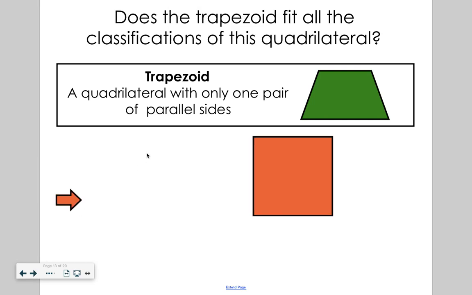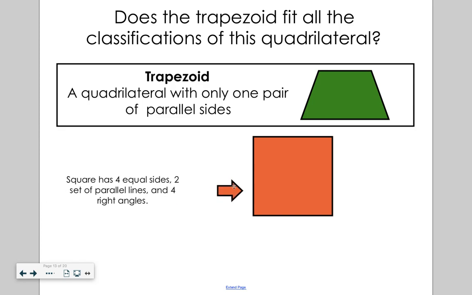Does the trapezoid fit in this quadrilateral? So let's see. Trapezoid only has one pair of parallel lines. Does this have one pair of parallel lines or two pairs? This has two pairs. The vertical lines will never touch, and the horizontal lines will never touch. So this shape is called a square. You know this one. It has four equal sides, two sets of parallel lines, and four right angles.